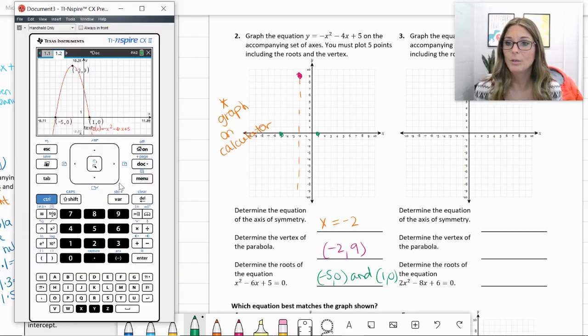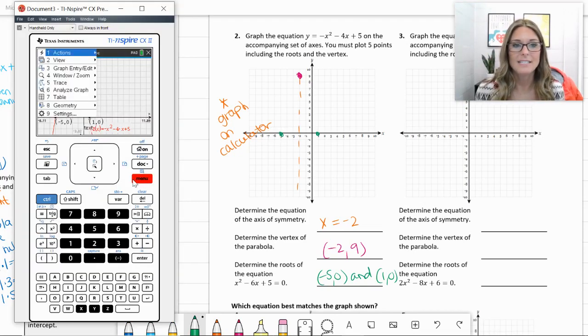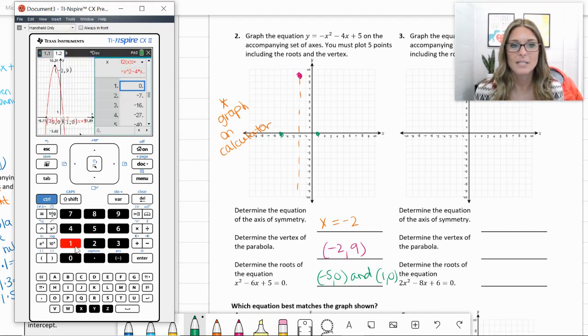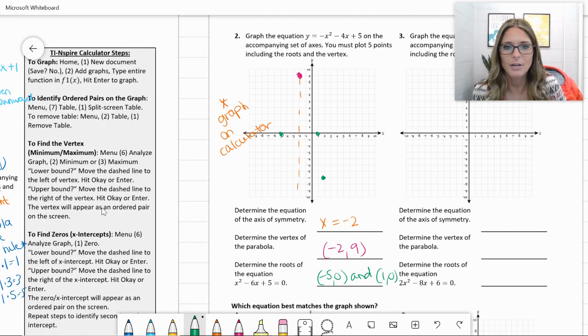Now I need 2 more points, so I can also use that table to help me out, right? Menu, table, split screen table, and that can help give me another set of ordered pairs. It looks like I could also plot a 2, -7. So I could add down here. It would also reflect, so there's probably a -6, -7 as well.